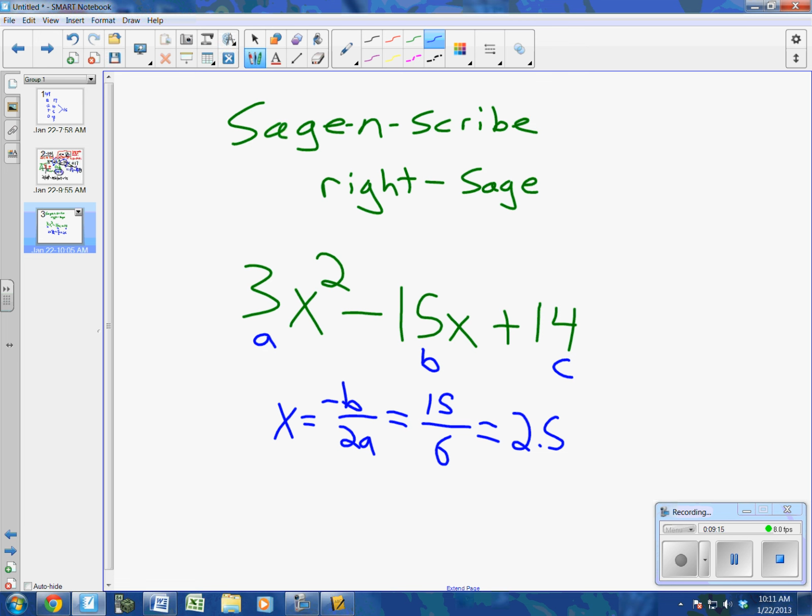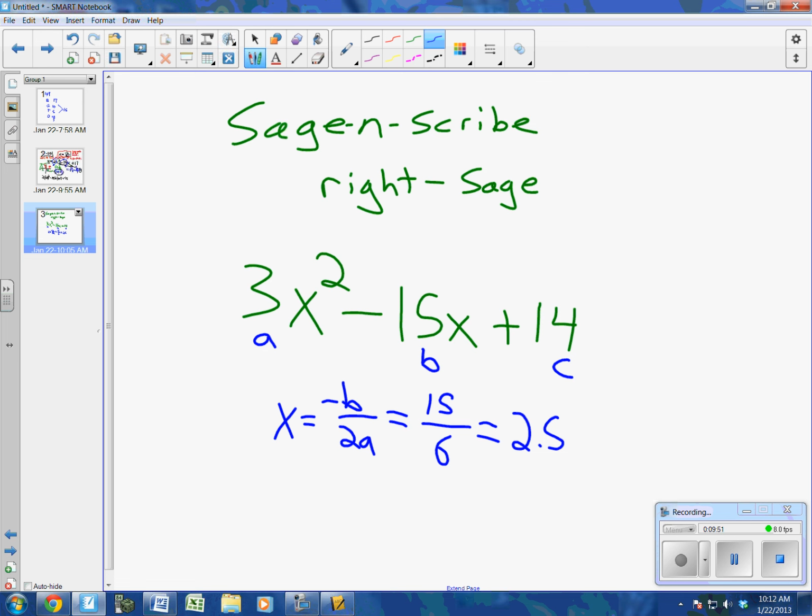Well, b is negative 15, right? So we want the opposite of b, which is the opposite of negative 15, which is positive 15. Got it? And then a is 3. 2 times 3 is 6. You guys got your questions answered? It's always the opposite of b. See this negative? That means opposite of b. Opposite of b divided by 2 times a.